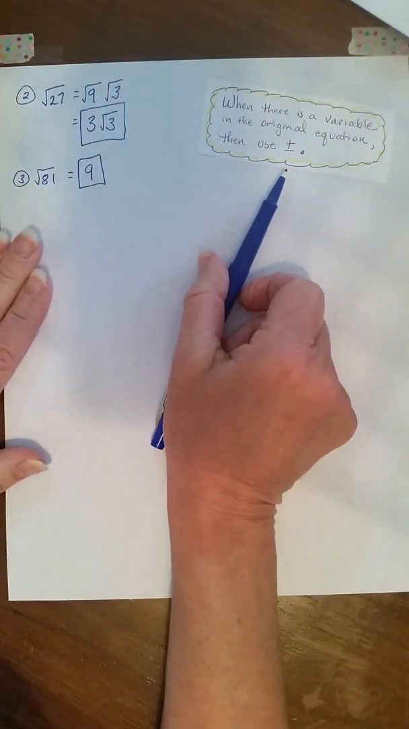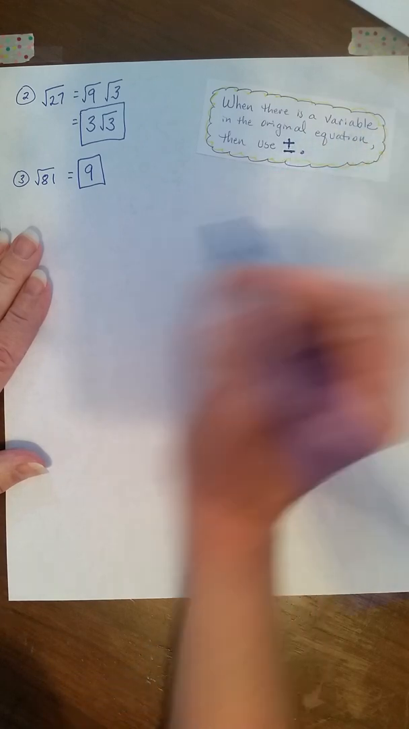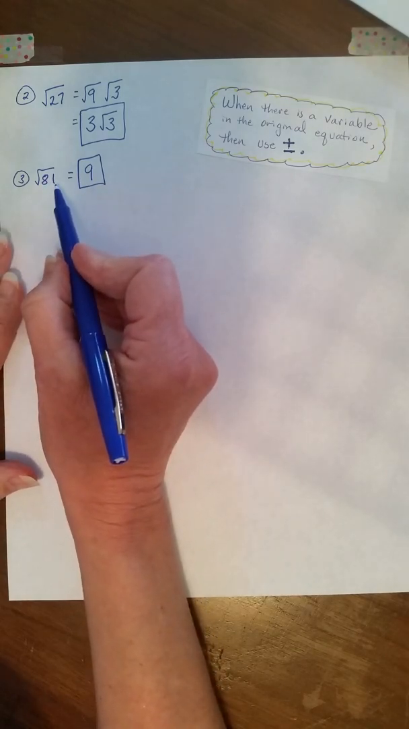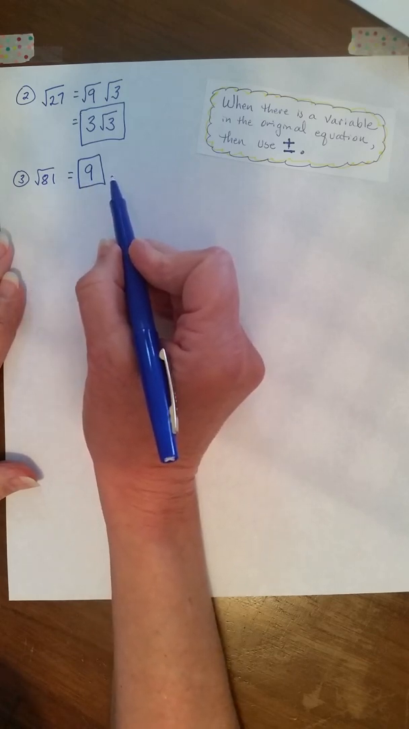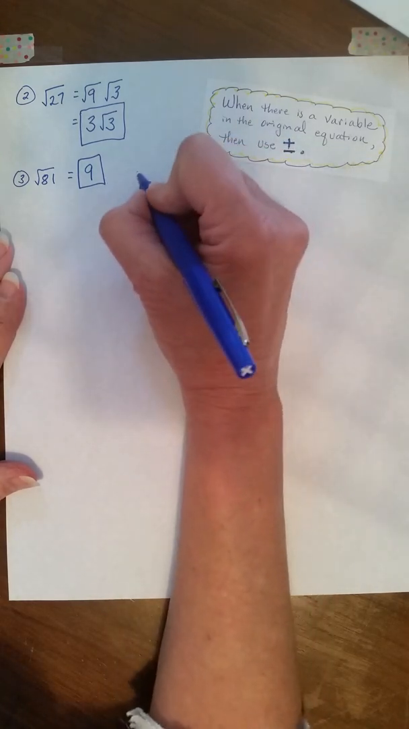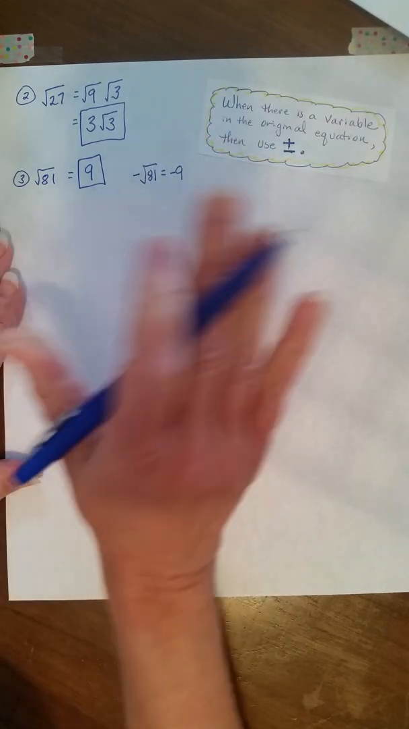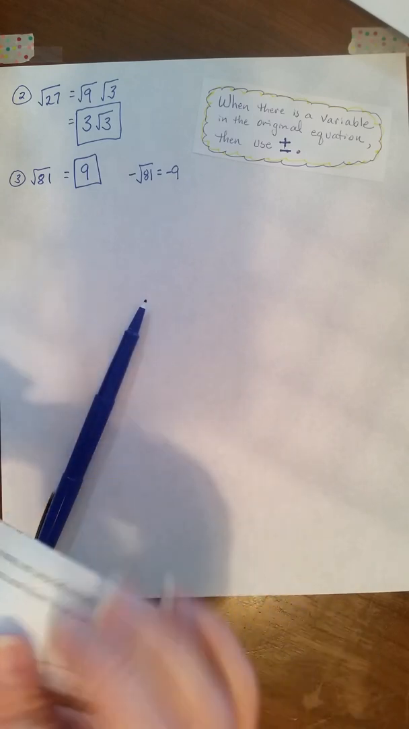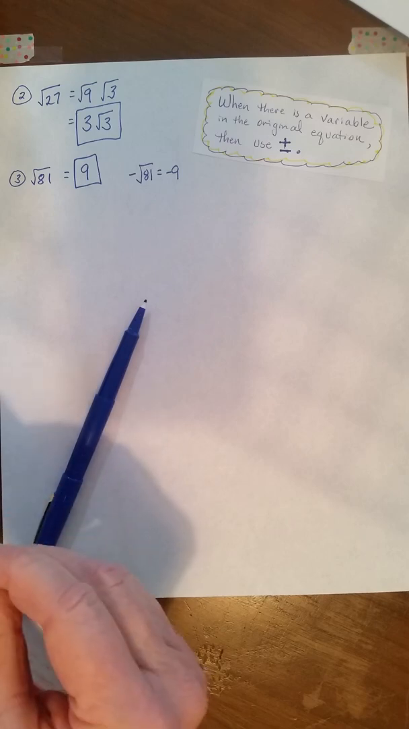When there's a variable in the original equation, that's when you use plus or minus. If it's not an equation with a variable, you don't use plus or minus. You just say, okay, the square root of 81 is 9. You give what they call the principal square root. If they wanted the negative root, they would say the negative square root of 81, and then you would give negative 9. But if there's a variable in the equation, then you do the plus or minus. So when you're solving for x squared, plus or minus is the pair.